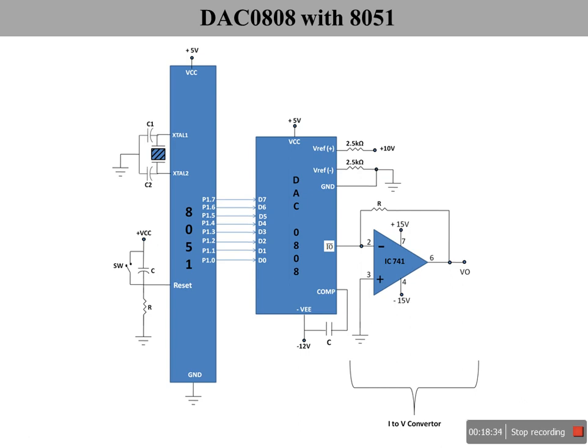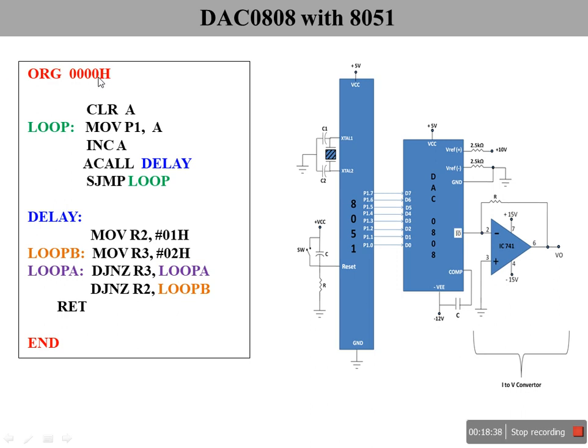Coming to the code here, ORG 00, first clear the accumulator, then copy the content of the accumulator to the P1 port, where the P1 port is connected to the D0 to D7 pins of DAC 0808. In the first case, it is carrying 0. Then increment the accumulator, then call a delay, a certain delay between your successive conversions or successive transmissions. You can give the delay depending upon the requirement, up to 255. Depending upon this delay loop, we'll have a different conversion, or we can even decide the frequency as well. So increment the accumulator, call the delay, then simply short jump to loop again.